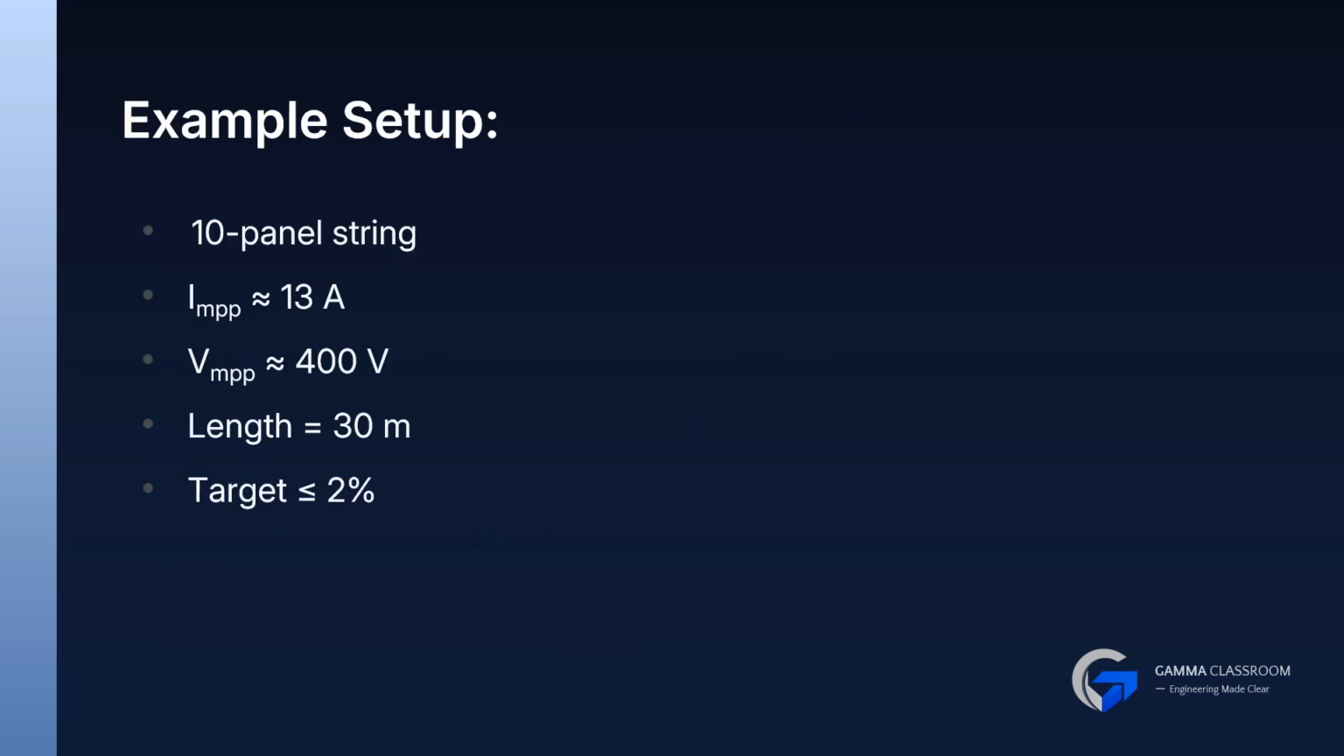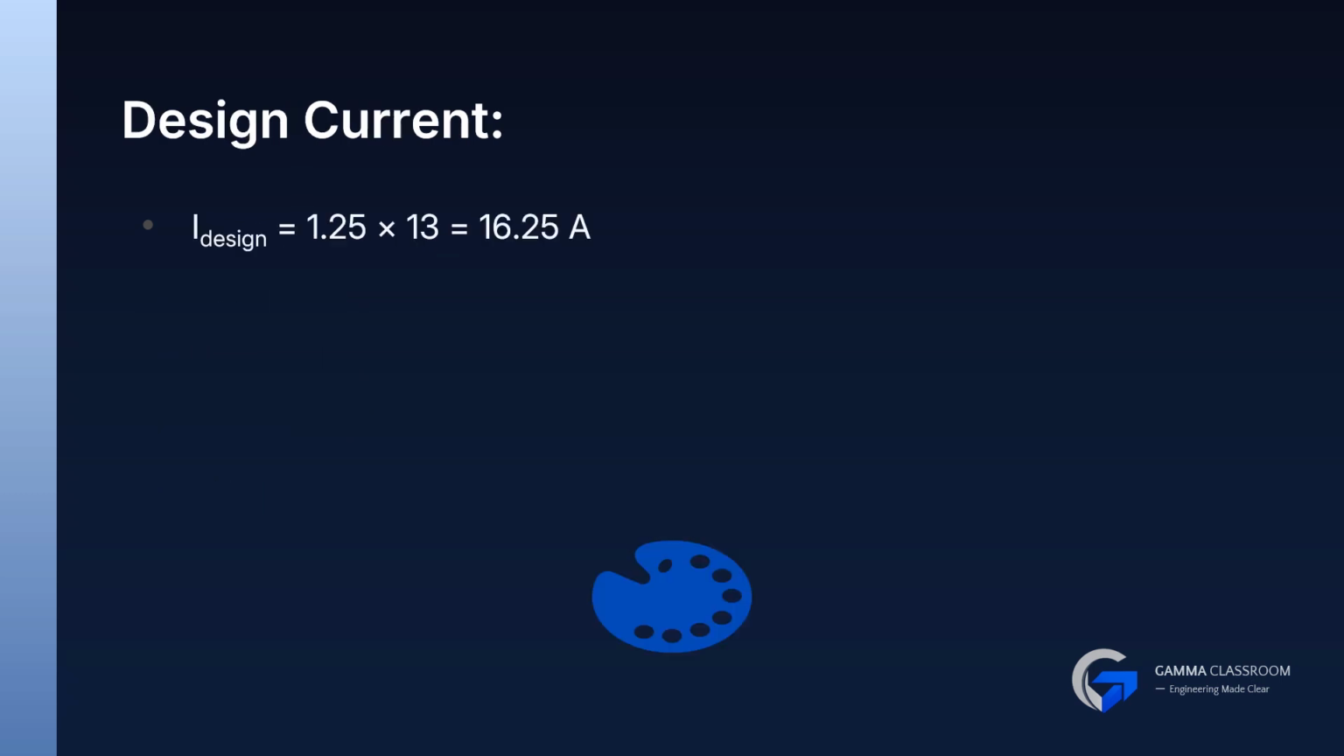Let's look at a 10-panel string example. The operating current is about 13 amps. The voltage is around 400 volts, and the cable length is 30 meters. Our target voltage drop is 2%. We calculate design current by multiplying 13 amps by 1.25. That gives us 16.25 amperes.